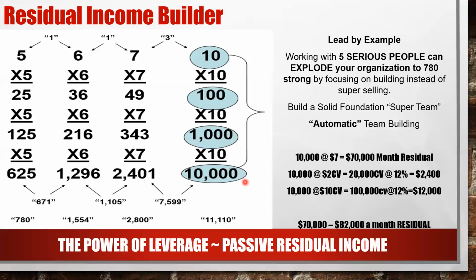10,000 people times $7, you will get paid $70,000 a month from MyEcon. If those 10,000 people sold one thing on their website every month, you can make another $2,400. If they sold $10 worth, you can make another $12,000 from 10,000 people in your organization. So at the end of the day, with 10,000 people, you can make anywhere from $70,000 to $82,000 a month. Y'all, the numbers don't lie.